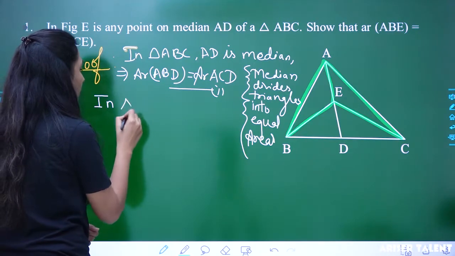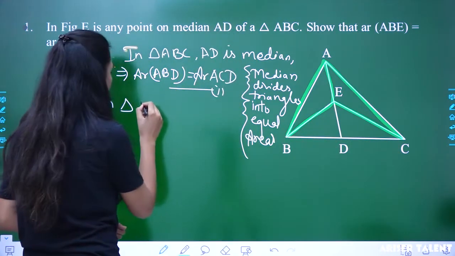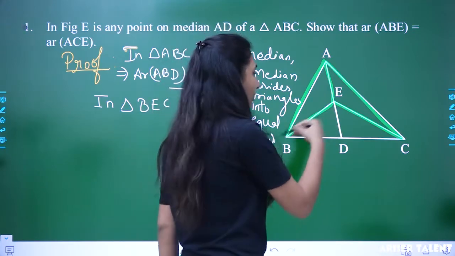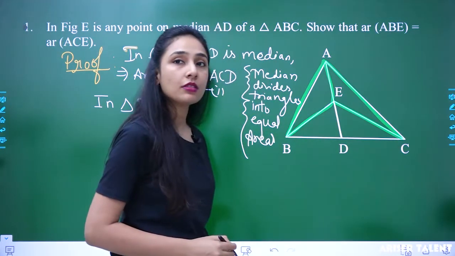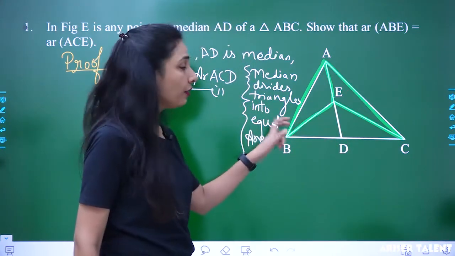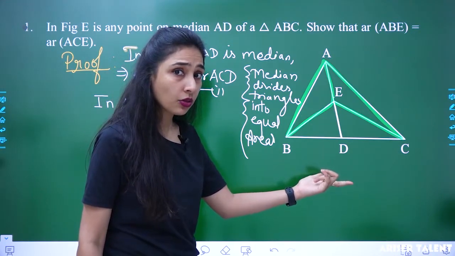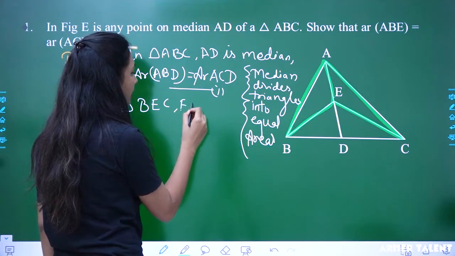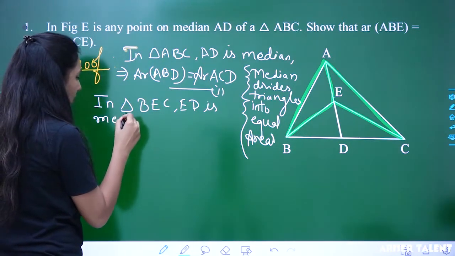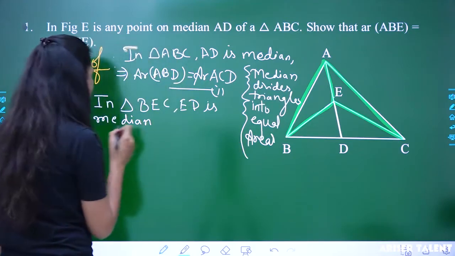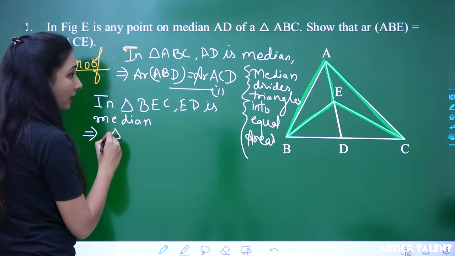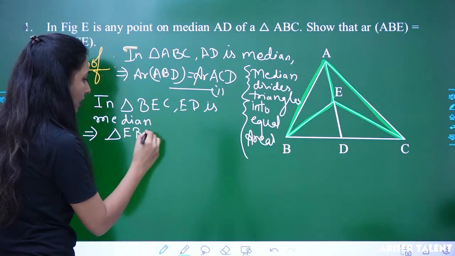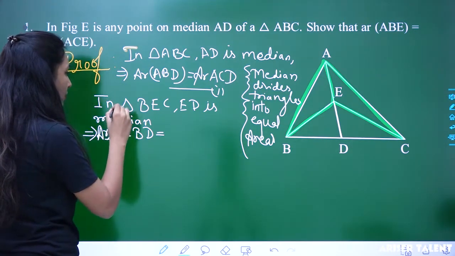In triangle BEC, again this portion is a median, no? This is also a median because we have these two sides, but this side is the same and the midpoint of this is the same. So the midpoint meeting the opposite vertex will be the median of it. So is it again a median or not? Median? Okay, so we'll take it as a median. Now, in triangle BEC, ED is median. So with the same reason, I can say that triangle EBD will be equal to area of it, okay.